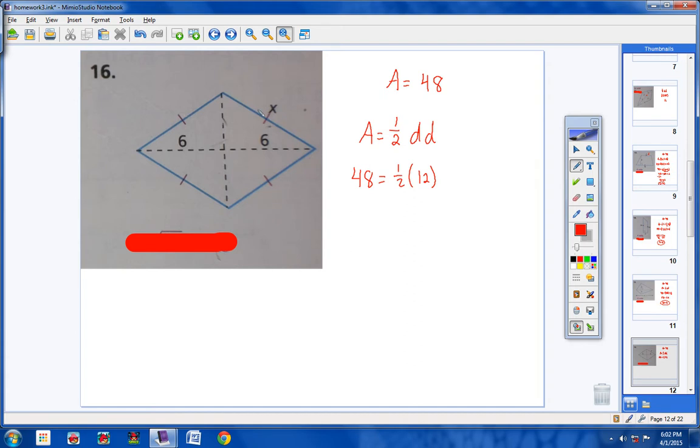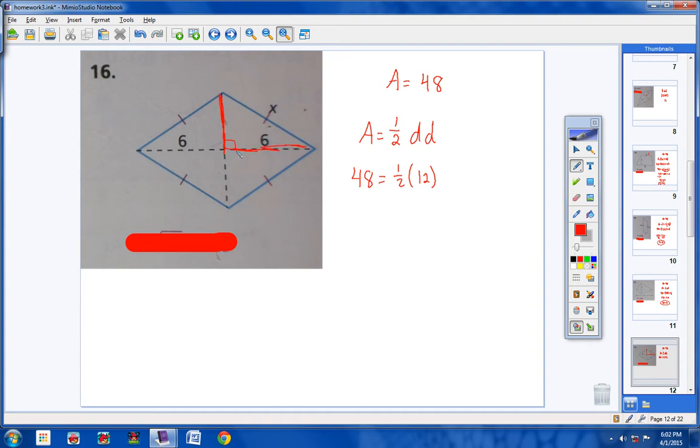Because this x is not the diagonal. Now I'm going to tell you, I didn't catch that right away. I'm going to tell you something. The only way I know of to find this length of x is to find this diagonal. Then I'll know how long this side is here. Then I'll know how long this length here is.